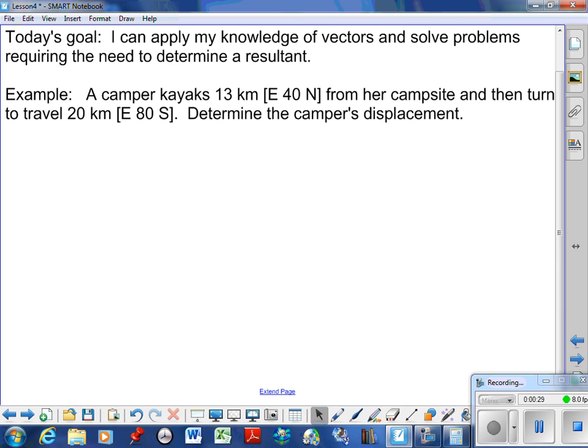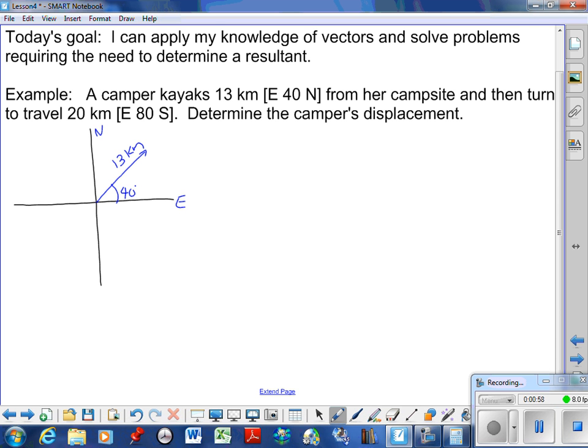So, camper kayaks 13 kilometers east, 40 degrees north. What I need to do here is give myself a bit of a sketch. So, 13 kilometers, 40 degrees from our campsite, and then turn to travel 20 kilometers east, 80 degrees south.